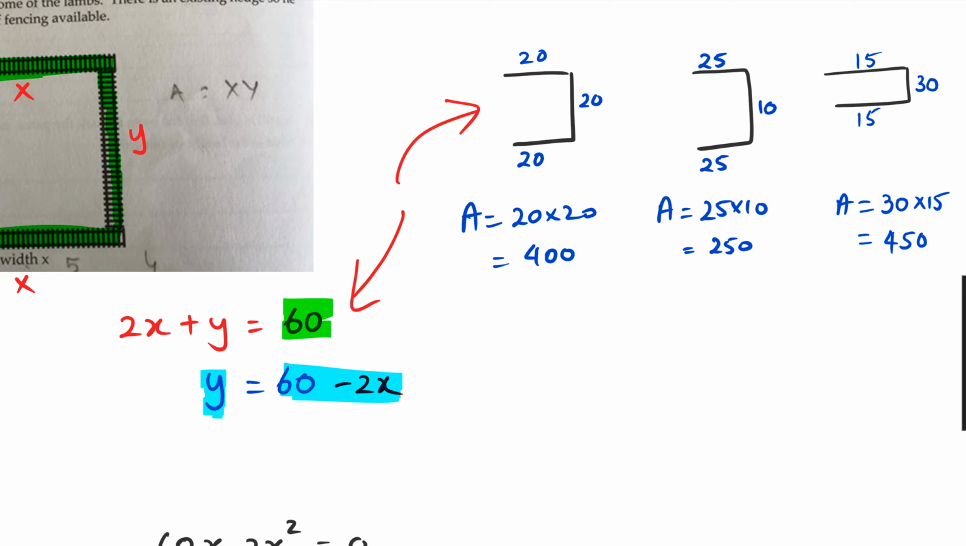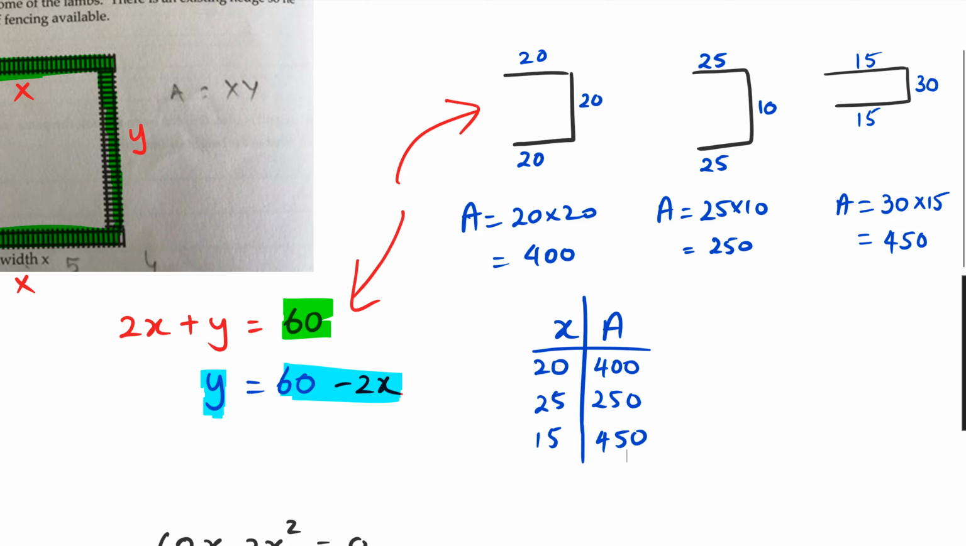Then what you do is you create a little table with x and the area. Now remember, the x is all the bottom numbers, so it's going to be 20, 25, and 15. And when x is 20, the area was 400. When x is 25, the area was 250. When x is 15, the area was 450. Now once we get 3 values, we know there's going to be a quadratic.